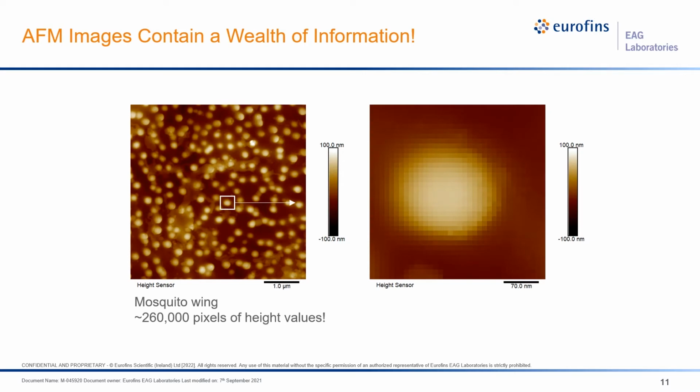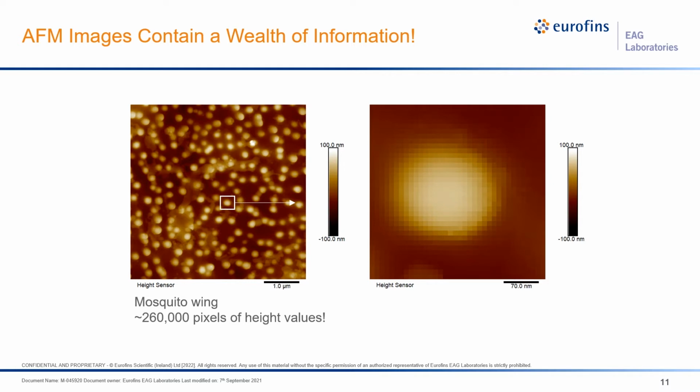Here is an example of an AFM image. It's a 5 micron by 5 micron view of a mosquito wing. AFM images are false colored and a variety of color scales can be used. This yellow-brown scale is pretty typical for the AFM community. On this scale, the brighter yellow pixels are taller heights and the darker pixels are lower heights.